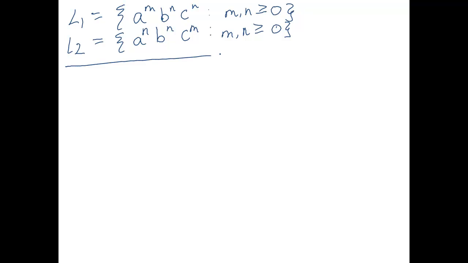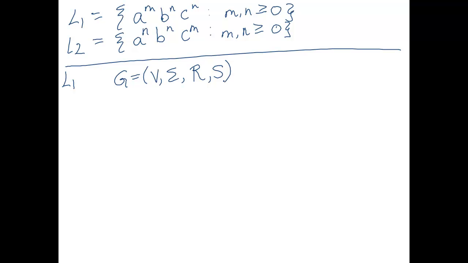So let's start with L1. How do we prove that L1 is a context-free language? We could give a context-free grammar. So let's call it G, and G is going to be a set of variables. It's going to have a set of terminals. It will have a set of rules, and it will have a start symbol S. Okay, so let's create grammar G. We'll define the variables after we define the rules. That'll be a little easier.